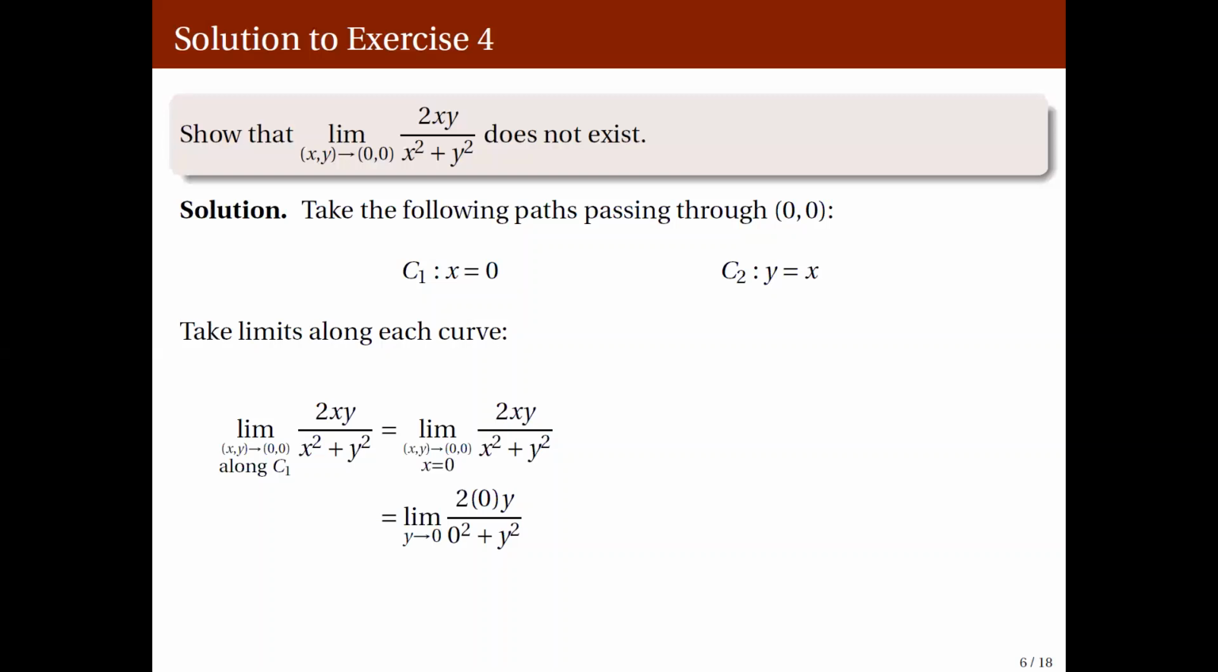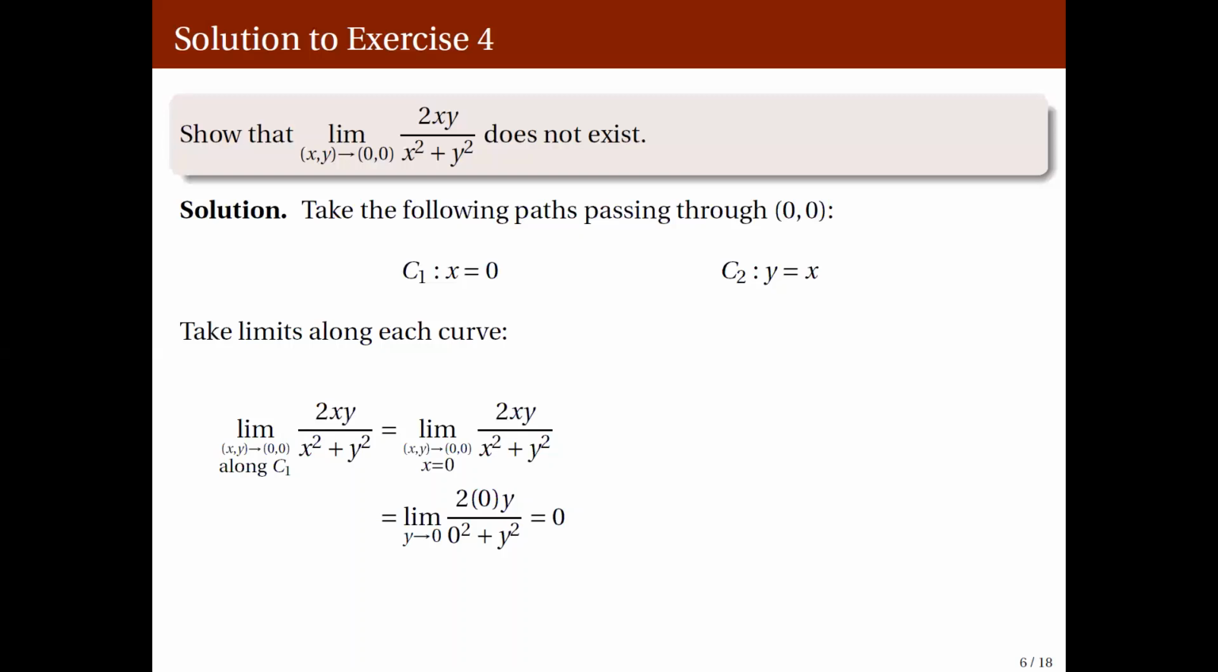Okay? And now let's check. The numerator is just 0 kasi may times 0. While the denominator is not yet 0. It just approaches 0. So essentially, we have 0 over non-zero. So we have 0 for the limit along C1. Okay?